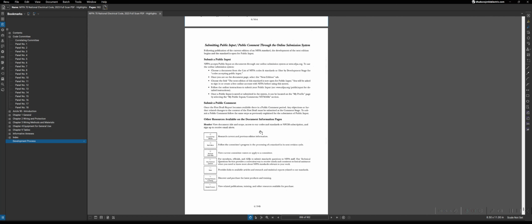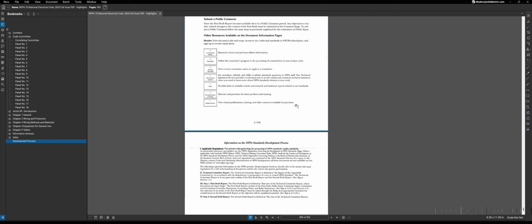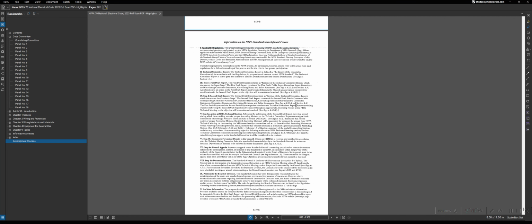You can further actually see that the NEC gives information on how you can go about making a public input as well. Obviously, now in 2023 and on, we have technology, computers, to allow us to do this. Most of that happens online. However, there are some other guidelines given on how to do that. And again, we have a bit more information on how the NEC is adopted. So that covers kind of the history as well as how the NEC is developed.